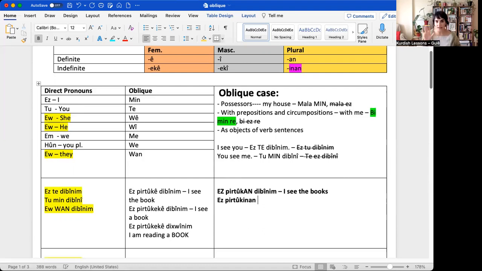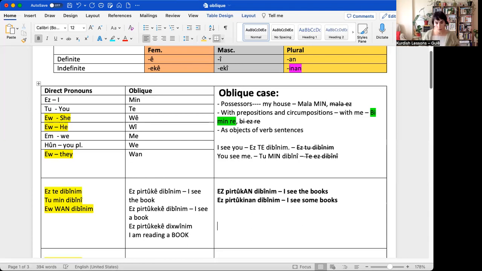As partuknan, indefinite plural, as partuknan, I see some books. Not important. I see some books. When we use this indefinite, it means the people we speak to don't know these books, or we didn't talk about them before. But when I say as partukan dohinam, probably the person I speak to knows which books I refer to, okay?